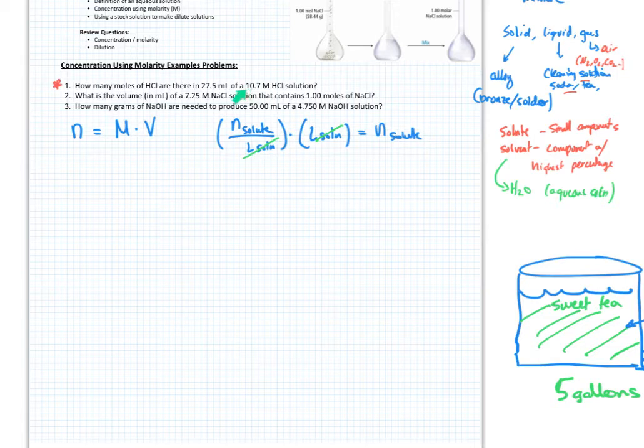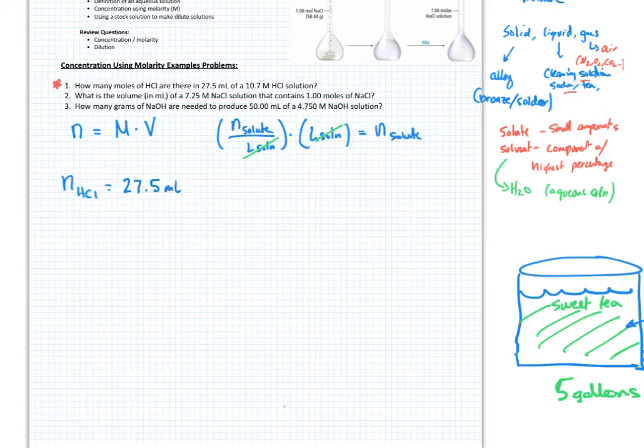A common mistake that a lot of students make is they'll see the HCl, they're trying to find the number of moles, and they'll jump to trying to find the molar mass of HCl. Notice if you have a volume and a molarity, you do not need the molar mass. Okay, that's an important concept right here, is if you have a volume and a molarity, you can immediately find the number of moles. So, armed with that piece of information, I'm going to say the number of moles of HCl is equal to 27.5 milliliters.